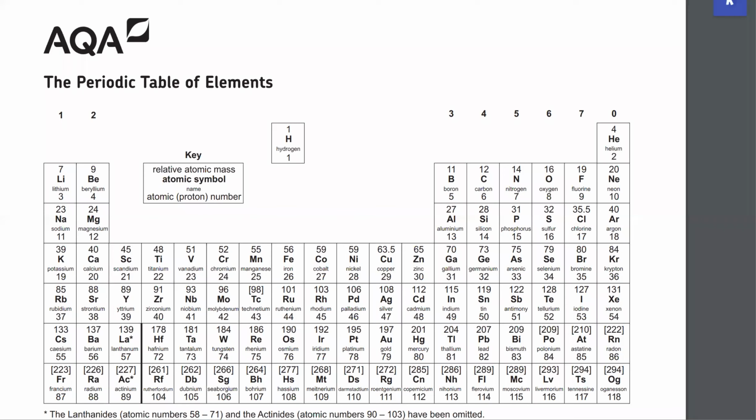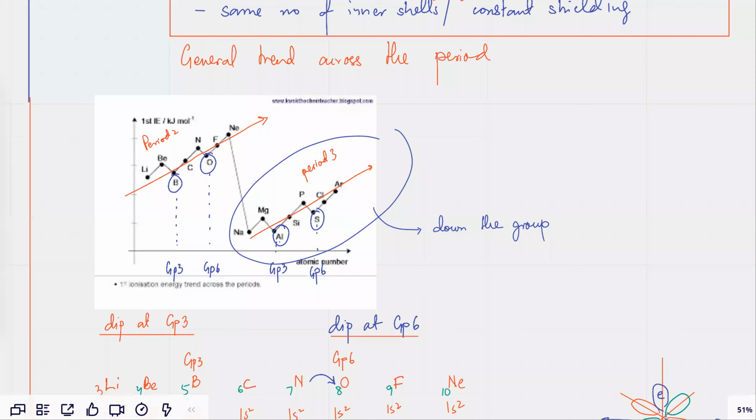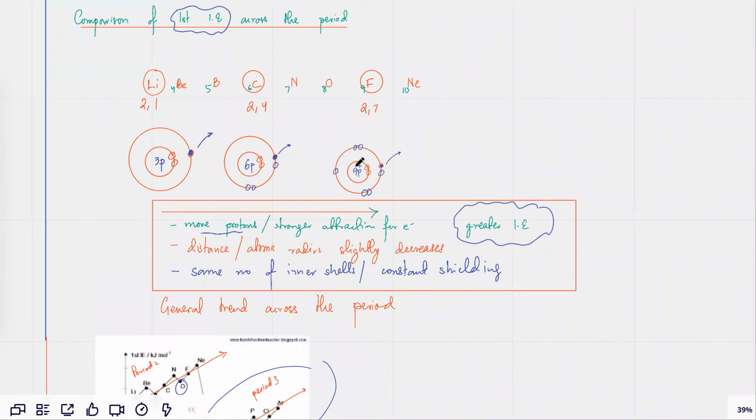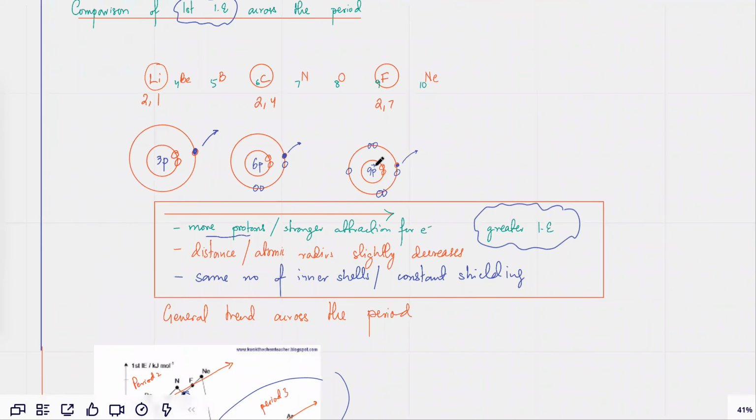So can you repeat that? I did not get it. I was saying yesterday we were talking about ionization energies across the period. I told you that when you move across the period, you've got more protons. Over here, fluorine has 9 protons. Over here, lithium has 3 protons. So it becomes harder and more difficult to remove electrons. More protons means a stronger attraction for electrons.